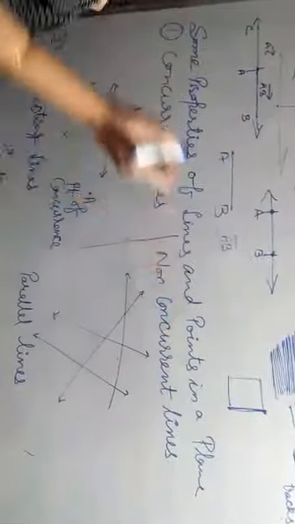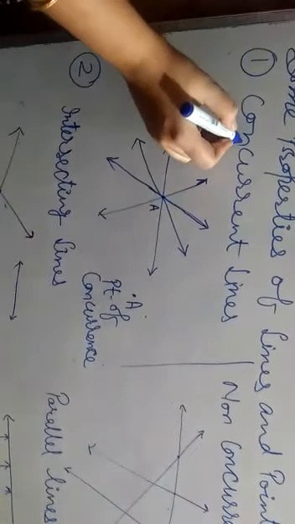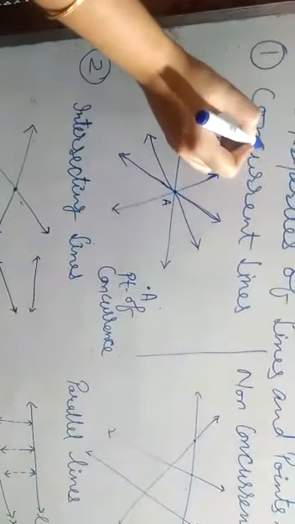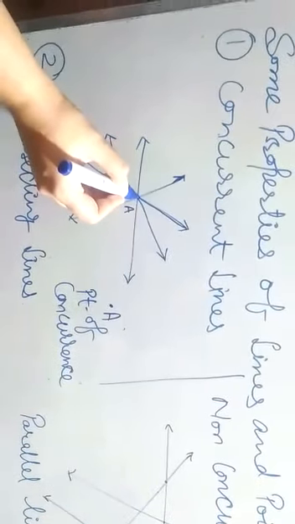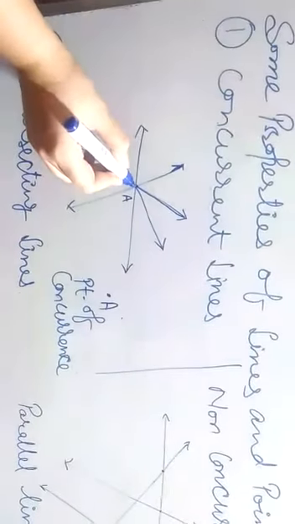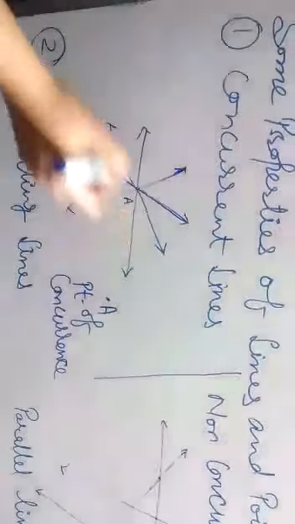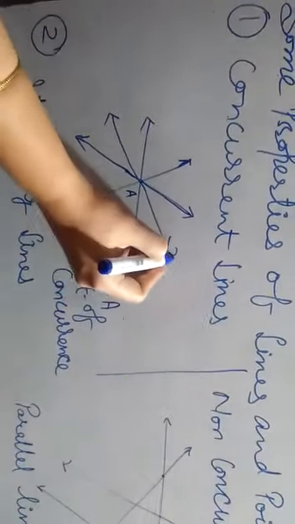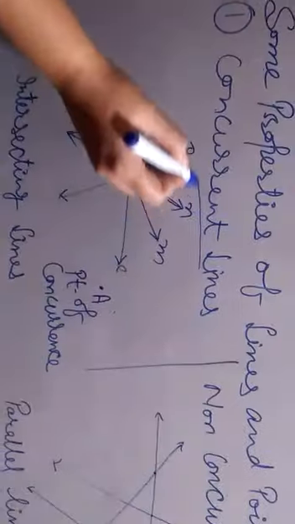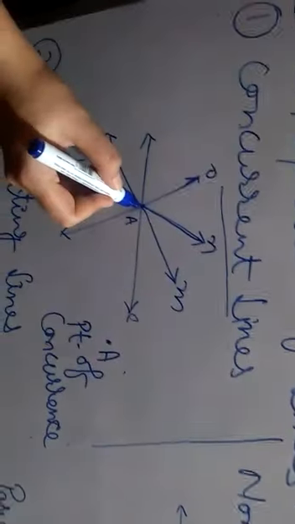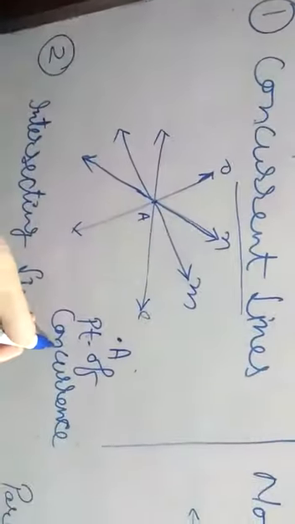Now we are going to go through some properties of lines and points in a plane. First of all, we have concurrent lines. What are concurrent lines? When three or more than three lines pass through the same point. See here, line L, M, N, O. Many lines you can take. Infinitely many lines, they are passing through the same point. Then these lines are called concurrent lines. And this point is known as point of concurrence.